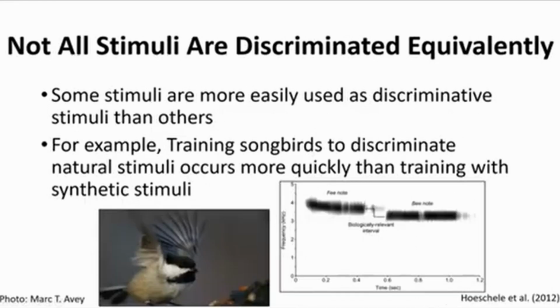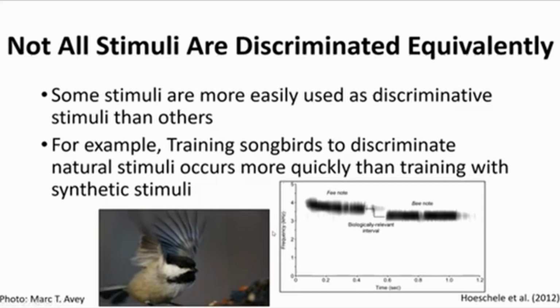This next slide is going to be another example of ease of conditioning that isn't related to overshadowing. So even when stimuli aren't presented as a compound stimulus, like in our overshadowing examples, the nature of the stimulus itself can influence how well we learn about it. Some stimuli are more easily used as discriminative stimuli than others. For example, when we work with our songbirds, they learn much, much faster if we use natural stimuli than if we use synthetic stimuli. So over here we have a spectrogram showing their Phoebe song.